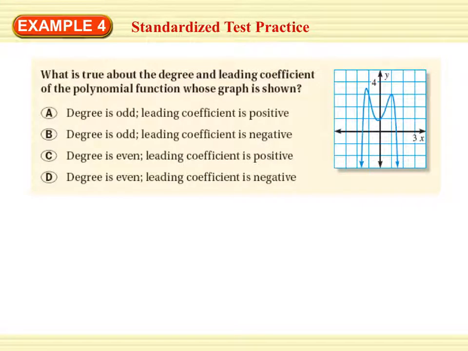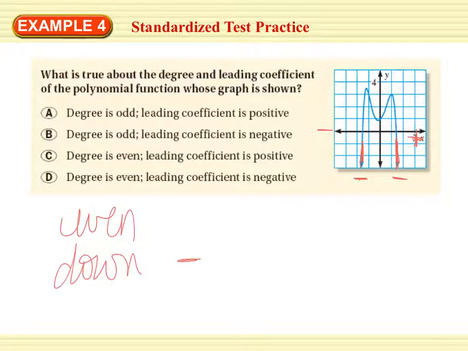Alright, so let's try one. What is true about the degree and leading coefficient of the polynomial function whose graph is shown? Well, let's look at it. When x is in the negative direction, your function is negative. When x is in the positive direction, your function is negative. So, when they're both on the same side, we are even. And it's opening down, so it's a negative leading coefficient. So we are even, and the leading coefficient is negative. That means we're D.